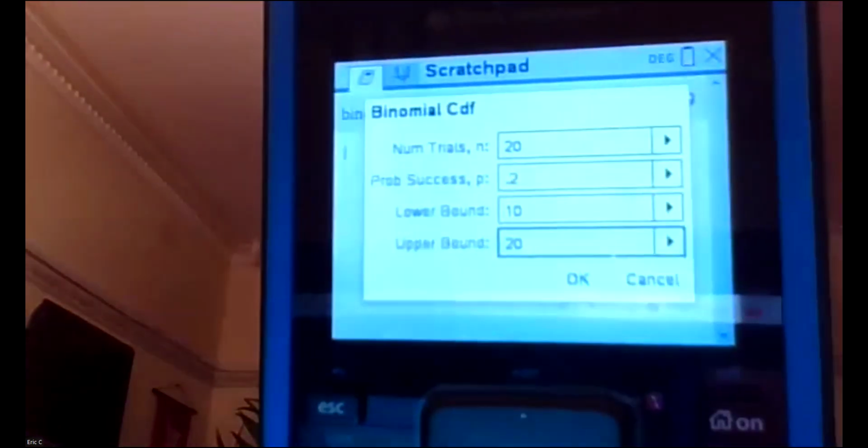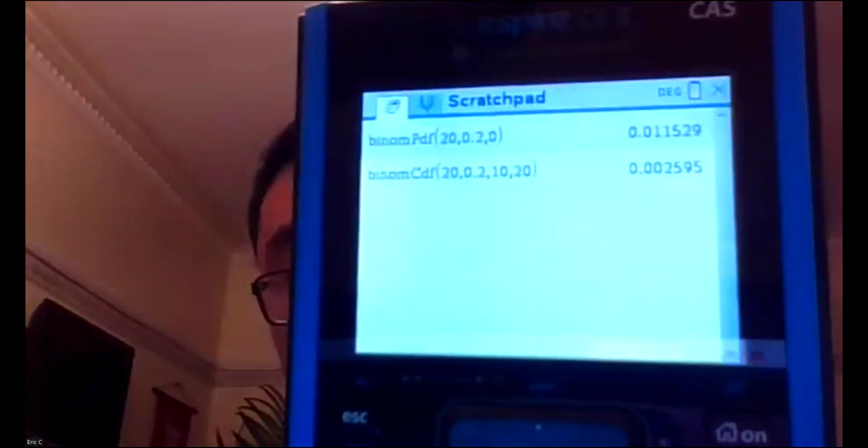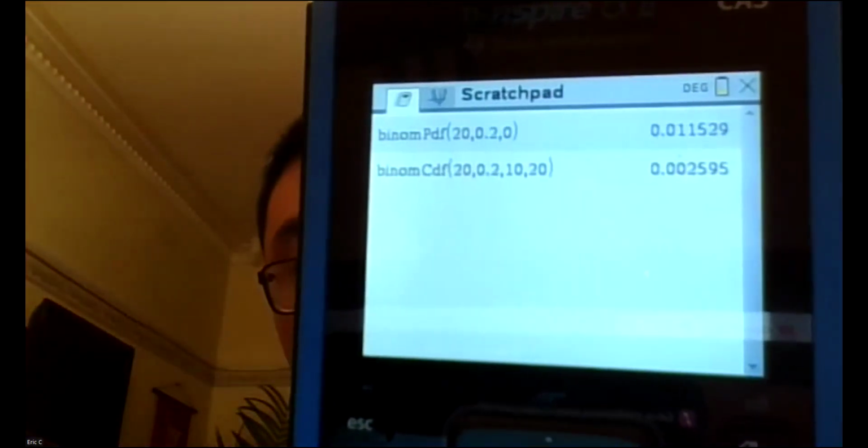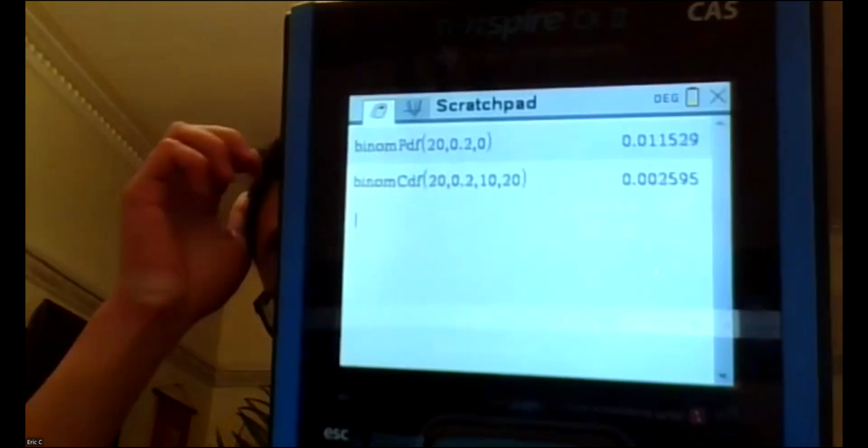And then again, you go for 20. The probability of success is 0.2. In this case, our lower bound is going to be 10 because x is equal to 10 or bigger than 10, and our upper bound is going to be 20 because the maximum number of trials is 20. So you set that up and then just go OK. That would be your answer for part B. So the probability of x bigger than or equal to 10 is 0.002595.